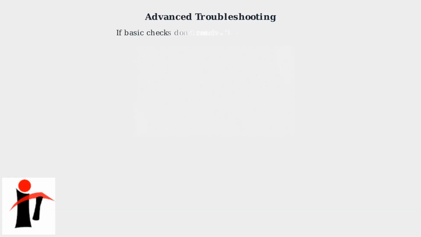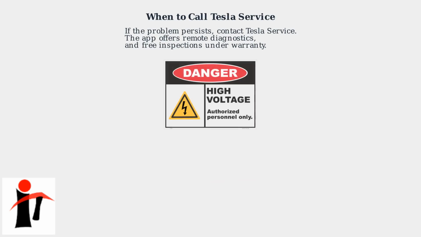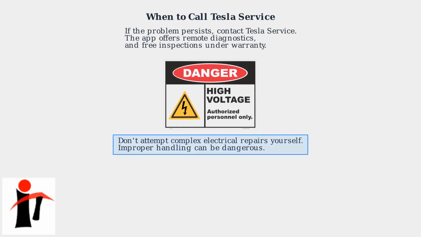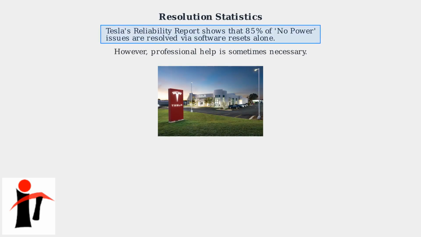If basic checks like verifying the power source and inspecting wiring don't resolve the no power error on your Tesla Model Y, move to advanced troubleshooting. Try resetting the charger through the Tesla app, or by simply unplugging and replugging it. If resetting doesn't fix the issue, it's time to contact Tesla service. The Tesla app provides remote diagnostics to identify problems, and free inspections are available under warranty for covered vehicles. According to Tesla's reliability report, 85% of no-power charging errors are resolved through simple software resets.